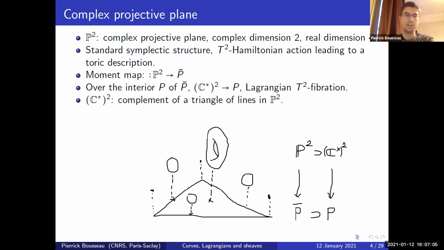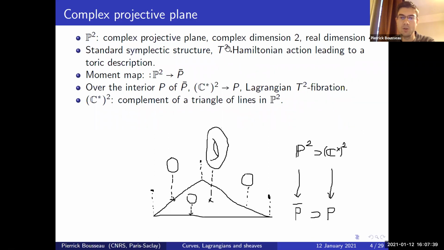Okay, so I start with some extremely simple geometry. I start with the complex projective plane, P2, of complex dimension 2, real dimension 4. And first, I want to think about it in a real way, in a symplectic way. So I view P2 with its standard real symplectic structure. And for this real symplectic structure, P2 admits the T2 Hamiltonian action, so action of the two torus, leading to the standard toric description of P2.